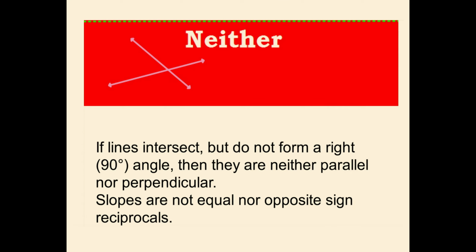Finally, you may end up with neither situation. If the lines intersect, but they don't form a right angle, then they're neither parallel nor perpendicular, and the slopes are not equal nor opposite sign reciprocals. And that's the quick review of parallel and perpendicular slopes.